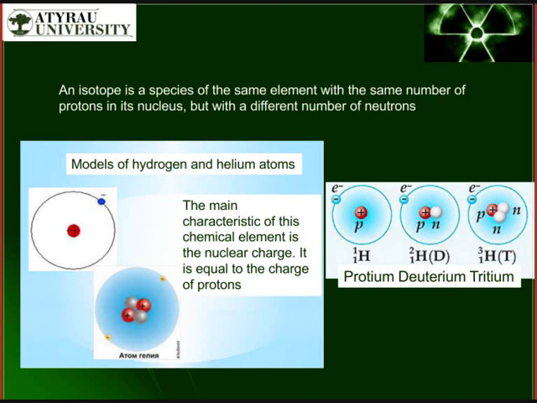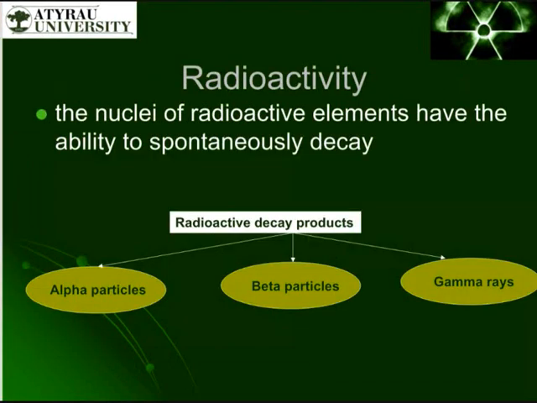The mass of the heavy isotope of hydrogen, called deuterium, with a nucleus of 1 proton and 1 neutron, is equal to 2, and the atomic mass of tritium, the third type of hydrogen, the nucleus of which consists of 1 proton and 2 neutrons, is equal to 3. Thus, an isotope is a kind of the same element with the same number of protons in the nucleus, but with a different number of neutrons. The phenomenon of radioactivity consists in the fact that the nuclei of radioactive elements have the ability to spontaneously decay. The most important products of radioactive decay are alpha and beta particles and gamma rays.